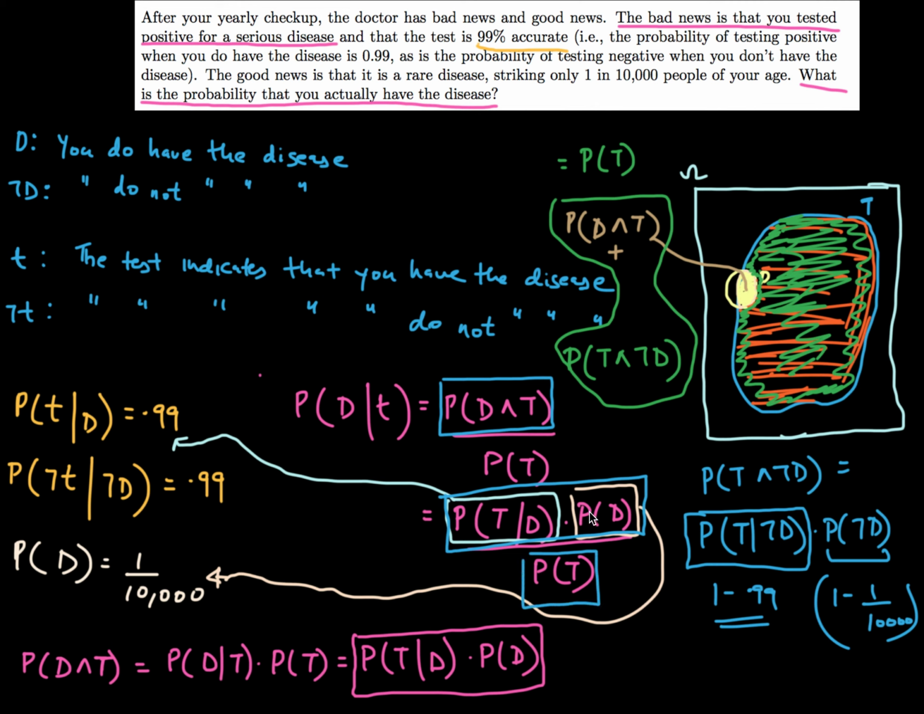Okay, so you have every single piece of this probability that you can plug in, and you can just put it in a calculator to find out the probability of D given T.